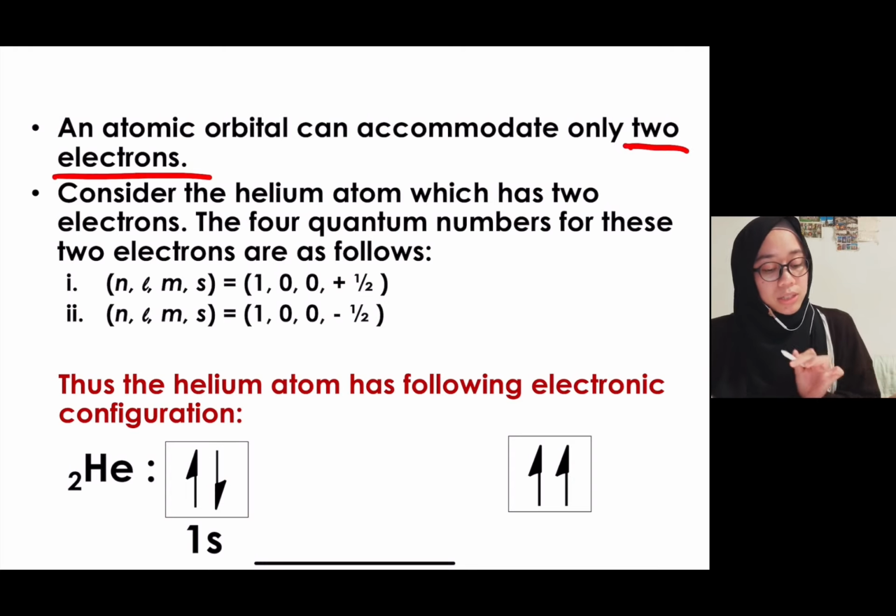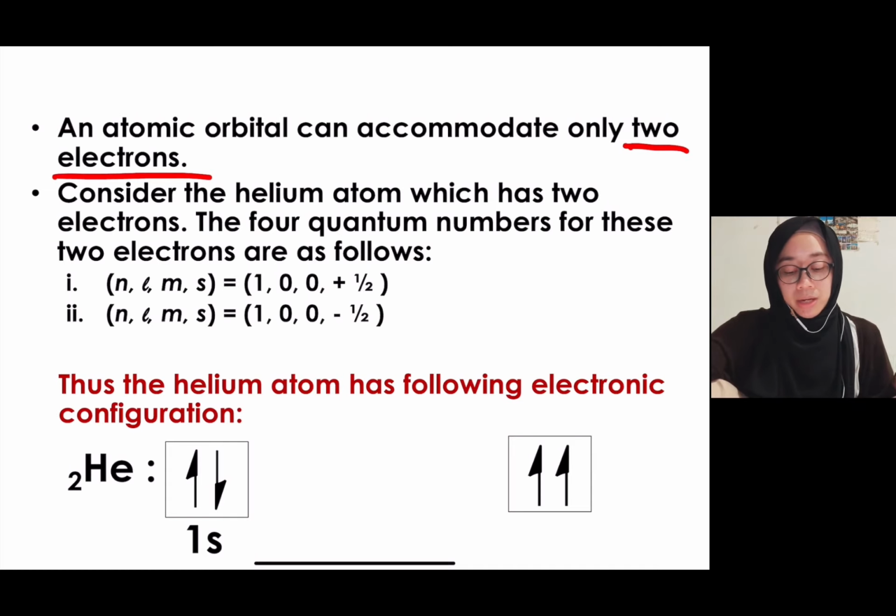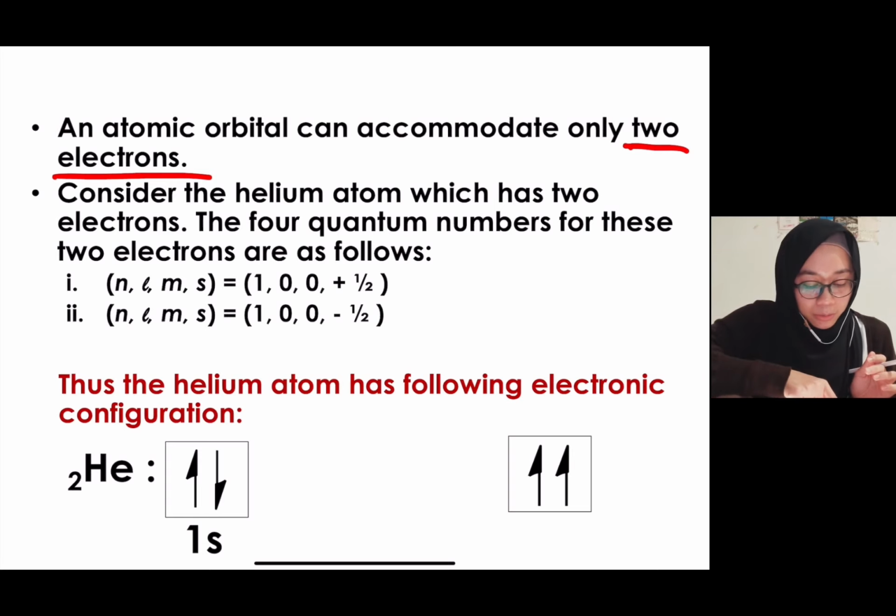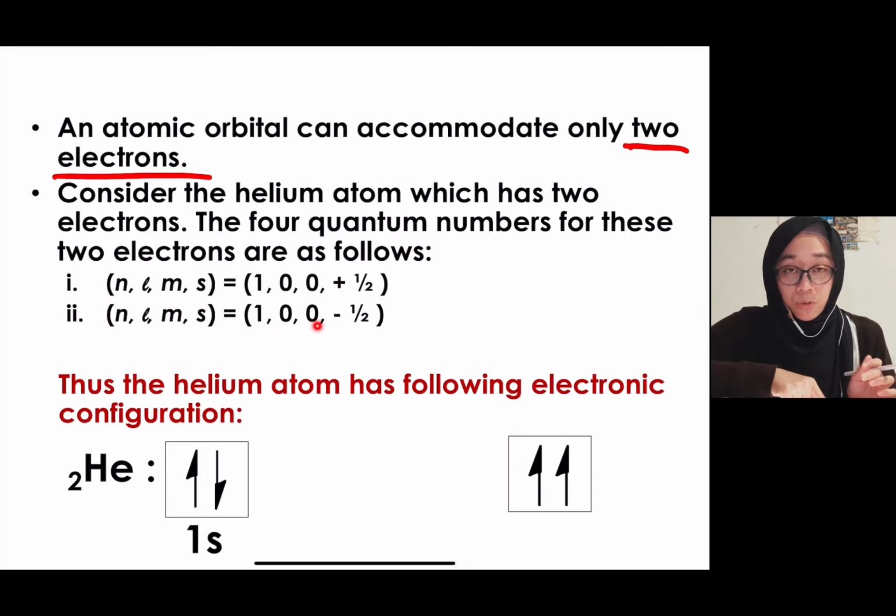Okay, so consider the helium atom. Helium atom, it has 2 electrons. So the 4 quantum numbers for these 2 electrons are as follows. So the first electron, kita ada 1, 0, 0, and positive half. Okay, and then untuk yang second electron, kita ada 1, 0, 0, negative half. Okay, so as you can see, the value of n, l, m sama sahaja. Kenapa? Sebab dua-dua isi 1s.